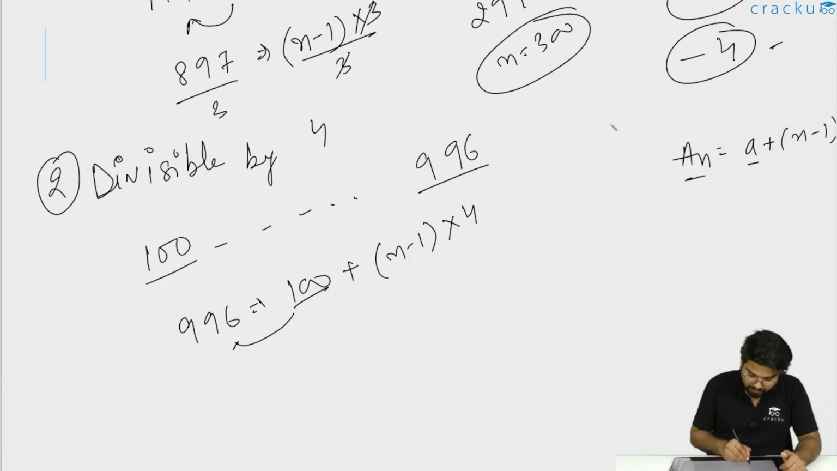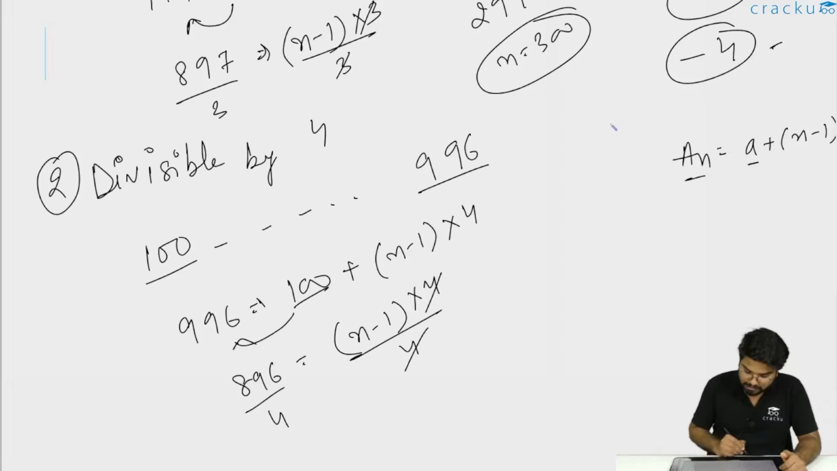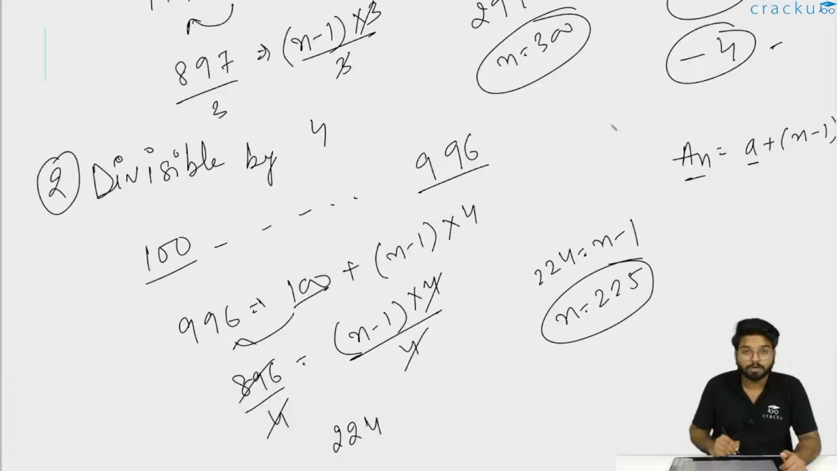If this goes here, it will be subtracted. So 896 is equal to (n minus 1) into 4. If we divide both sides by 4, this will cancel out, and this will be 224. So 224 is equal to n minus 1, or n is equal to 225. So there are 225 numbers which are divisible by 4 and which are three-digit numbers.